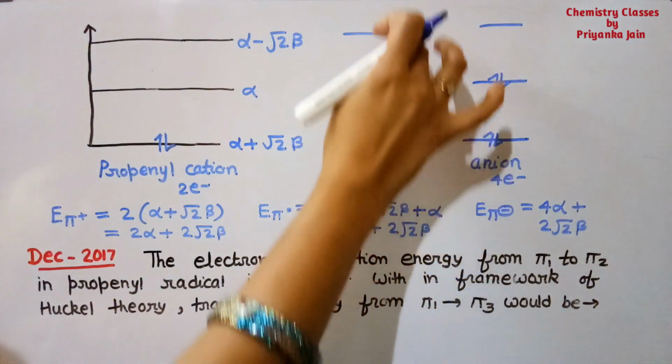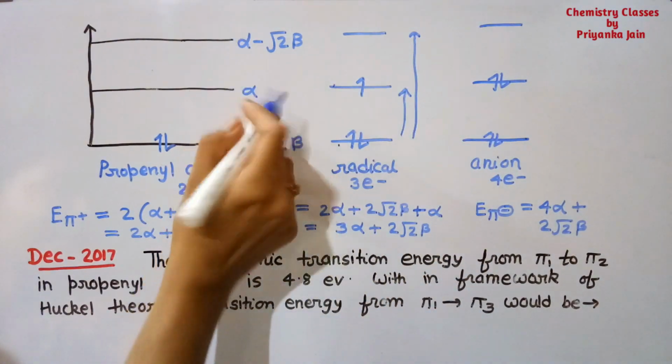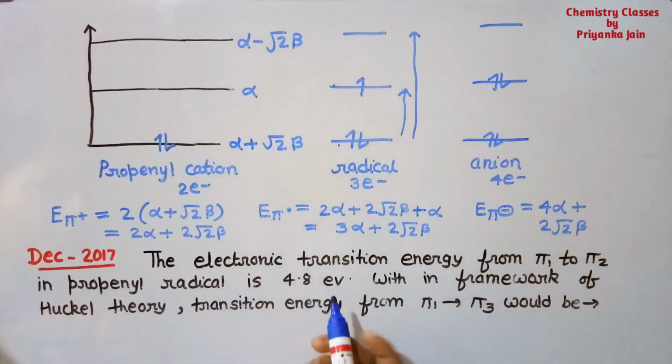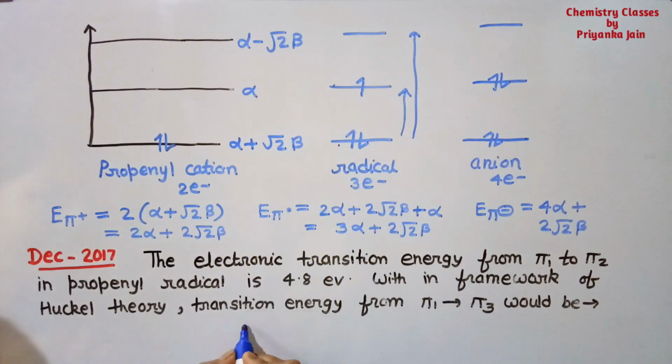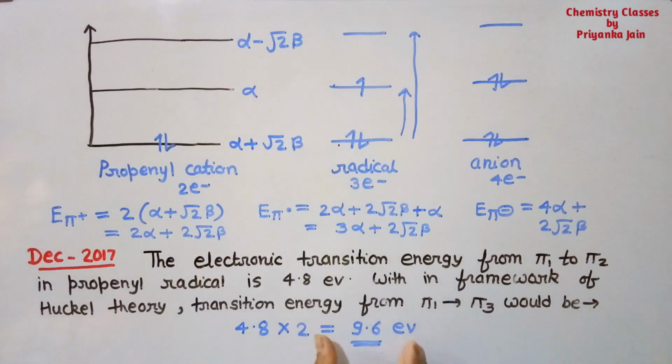So this will be just double of it, because the levels are the same, this gap is the same, so this will be just double of 4.8. It means the energy will be 4.8 into 2, which is 9.6 eV. So if you know the concept, you can do such types of questions quite easily.